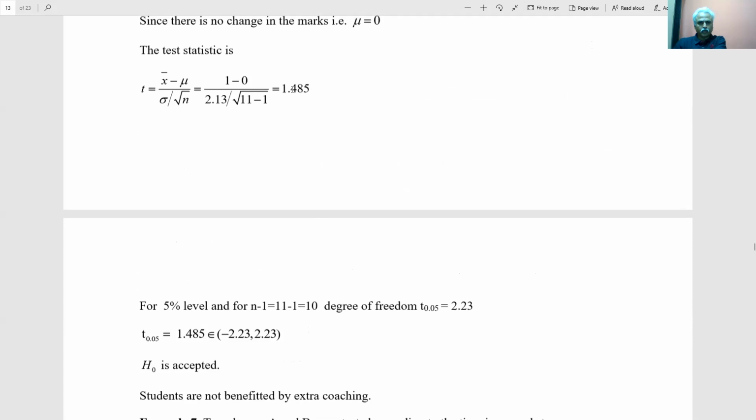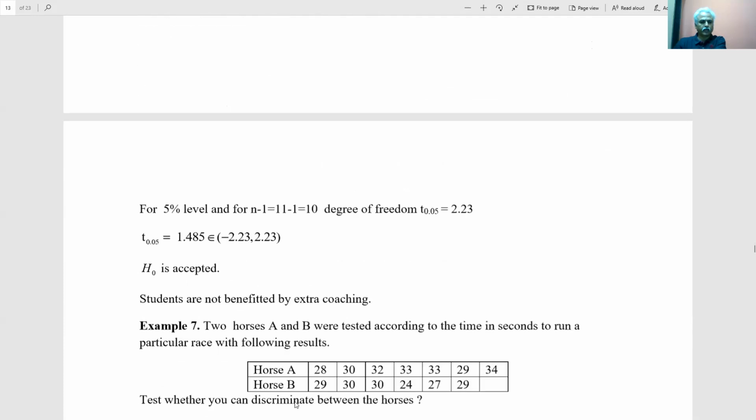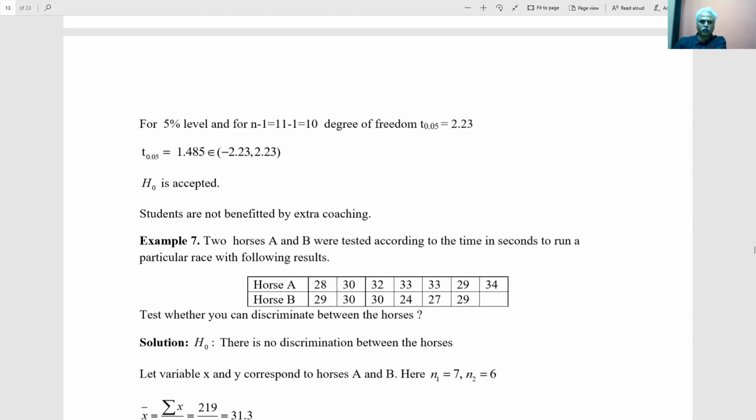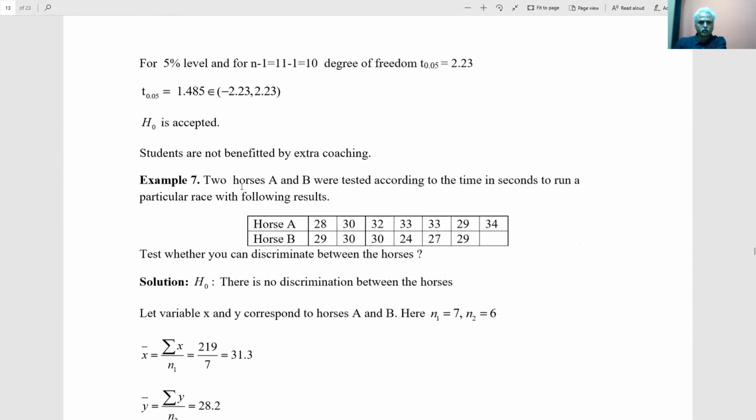This is less than 2.23, or this belongs to this interval. H not is accepted, students are not benefited. This is the conclusion. Accepted means students are not benefited. There is not much difference between the marks. So this is also similar.